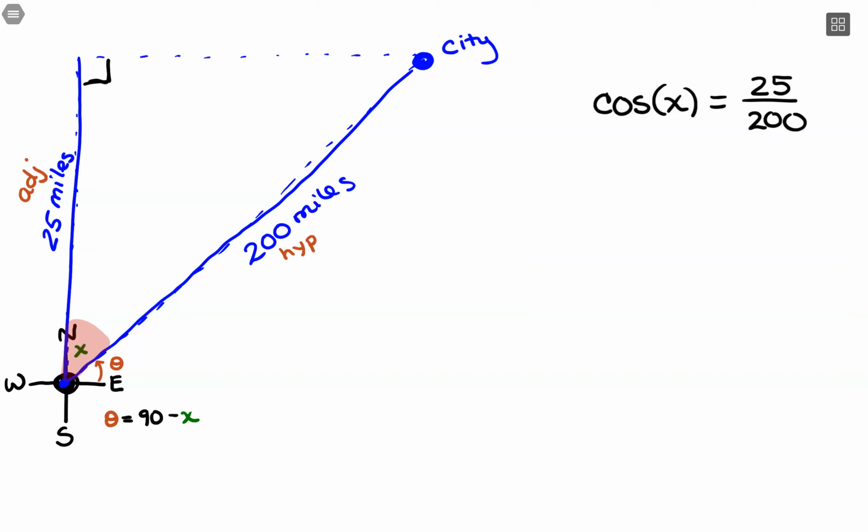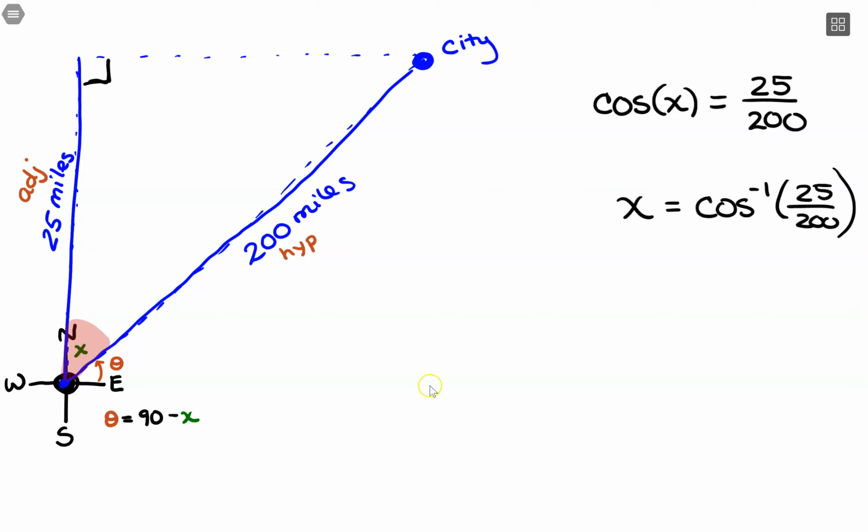So this right here, and you could simplify this. We don't need to because we're going to be going to a calculator. We're going to need a calculator to help us out here. But I want to solve for that angle measurement by taking inverse cosine of 25 over 200.